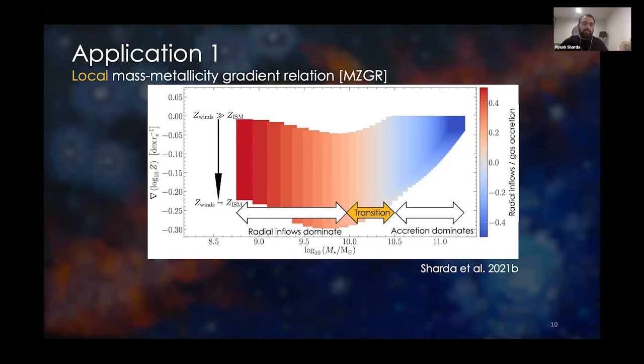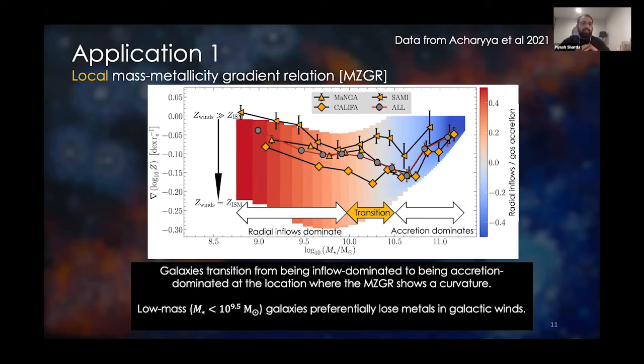Now I'll overplot data from the well-known SAMI, MaNGA, and CALIFA surveys that also plot the same MZGR. This is where the data looks like. The orange markers denote the 3 different surveys, and the gray markers are a mean of all of these 3 surveys.